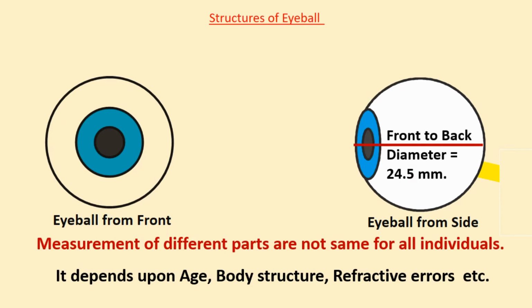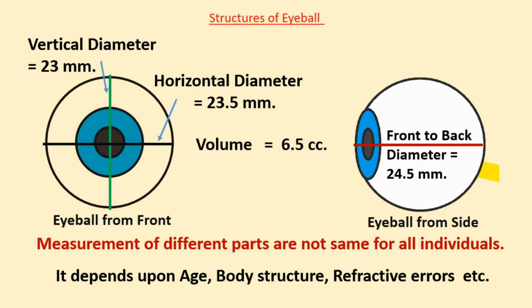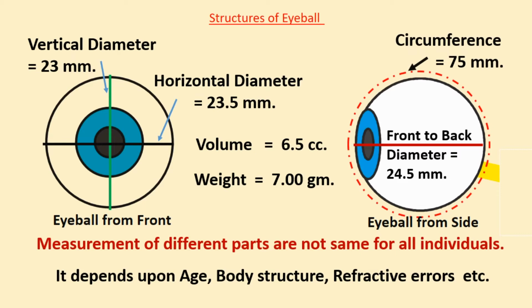The front to back diameter of an average eyeball is about 24.5 mm. The horizontal diameter is about 23.5 mm. The vertical diameter is approximately 23 mm. The volume is 6.5 cc and weight is about 7 grams. And circumference is about 75 mm.